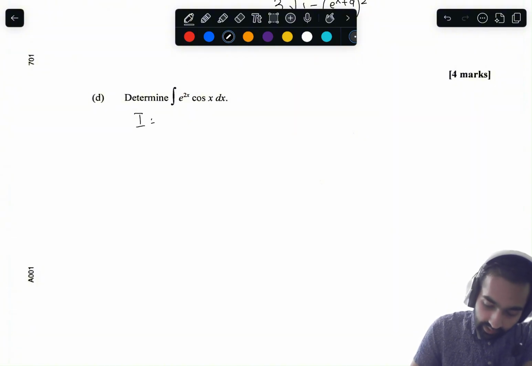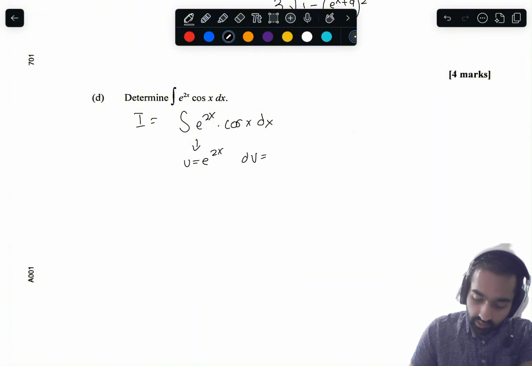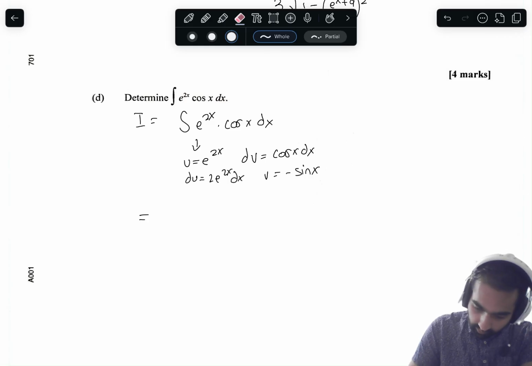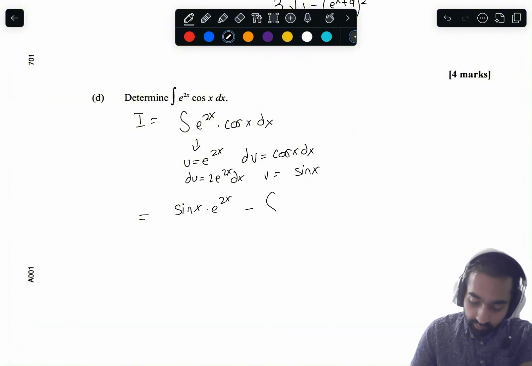So let's say I call I equal the integral of e to the 2x times cosine x dx. So I'm going to use integration by parts. So I say u is e to the 2x, and dv is cosine x dx. So then du is 2e to the 2x dx, and then v is sine x. So using integration by parts, it's going to be uv, which is sine x times e to the 2x, and then minus integral of v du. So that's minus 2 integral of sine x e to the 2x dx.